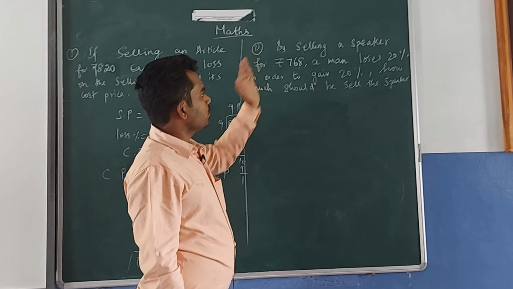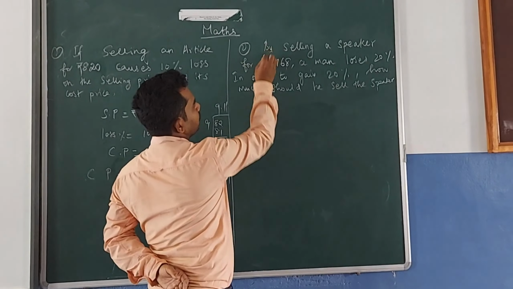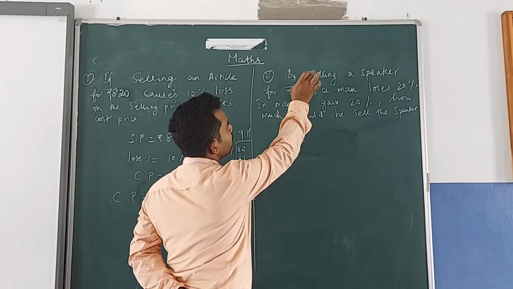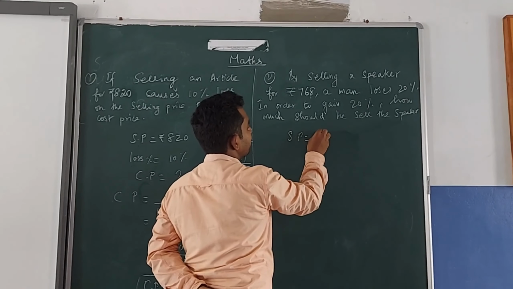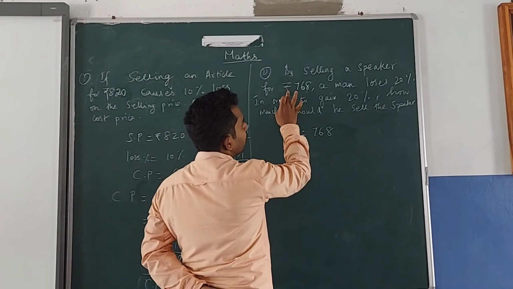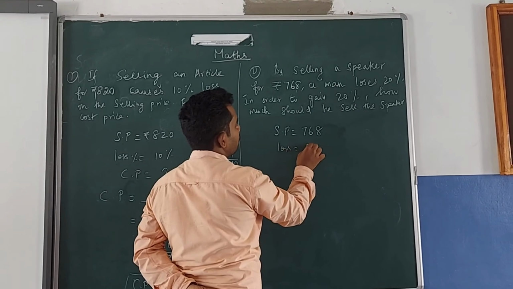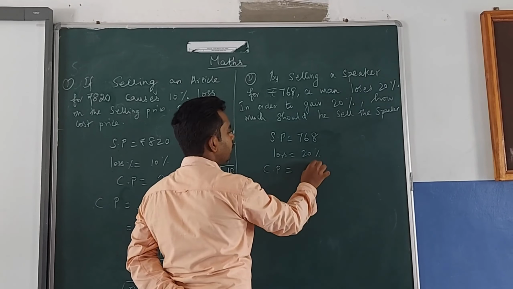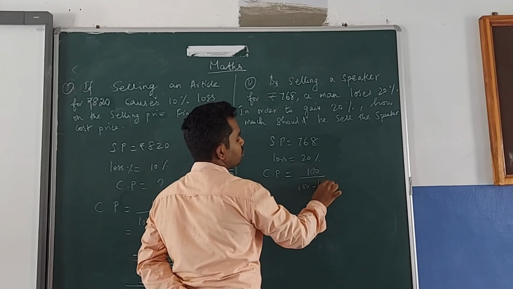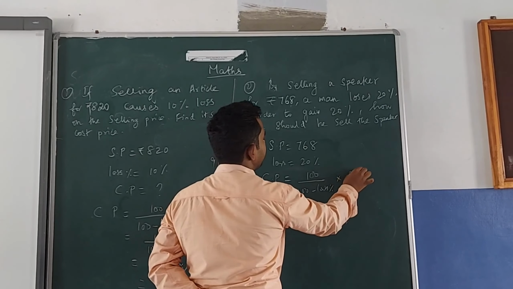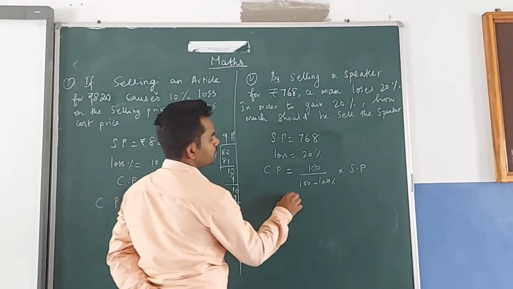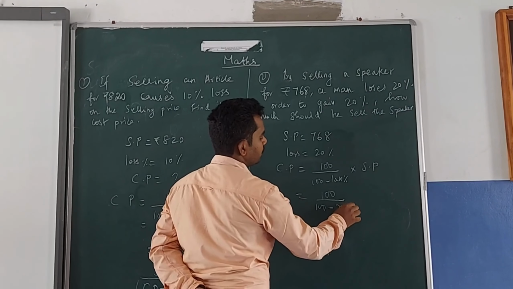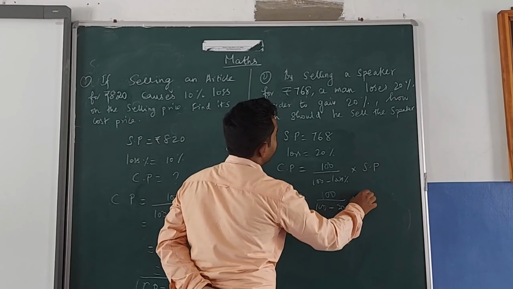ஓகேவா? ஸோ ஃபஸ்ட்டு வந்து நம்ம இதில் வந்து காஸ்ட் ப்ரைஸ் நம்ம கண்டுபிடிக்கணும். அதுக்கப்புறம் தான் நம்ம செல்லிங் ப்ரைஸ் கண்டுபிடிக்க முடியும். செல்லிங் ப்ரைஸ் வந்து எவ்வளோ இதுக்கு 768, லாஸ் வந்து எவ்வளோ 20, சிபி ஈக்குவல் டு சேம் ஃபார்முலா 100 by 100 minus loss percentage into SP. So 100 by 100 minus loss is 20% into SP, 768.